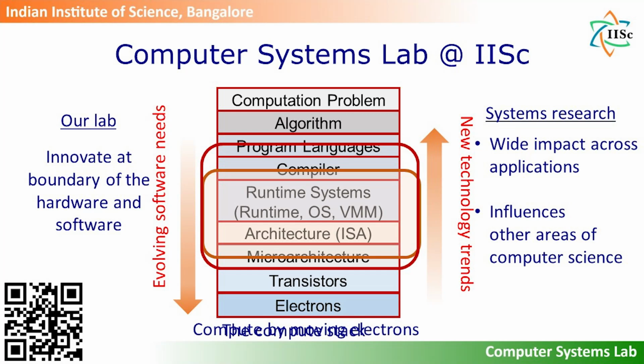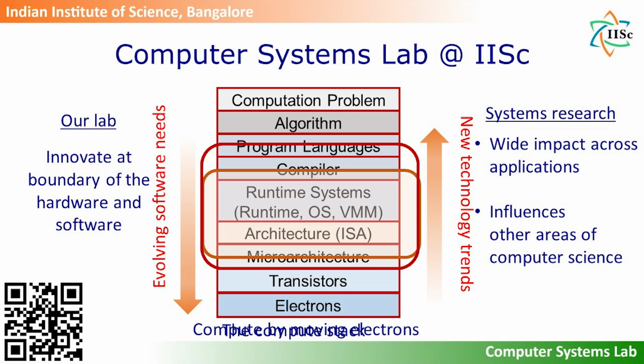Whenever we want to solve a problem, we think about the algorithm. We encode that algorithm in a programming language. Then the compiler comes in and translates the human-understandable code to something the hardware can understand. There are runtime systems to manage the system, and then there is the hardware: the architecture, microarchitecture, and so on. So when you say computer systems research, it is the middle part of the stack. That is what we generally refer to as computer systems research.